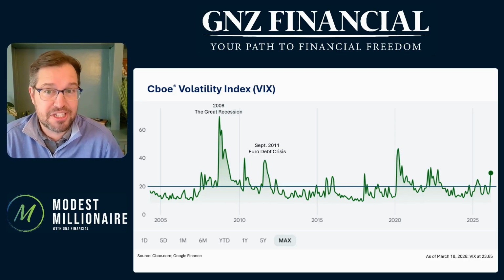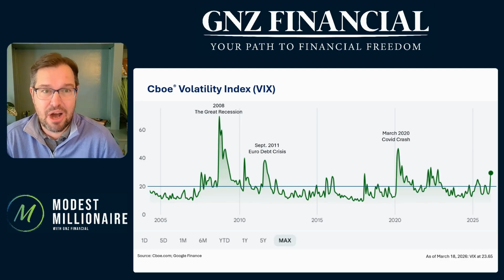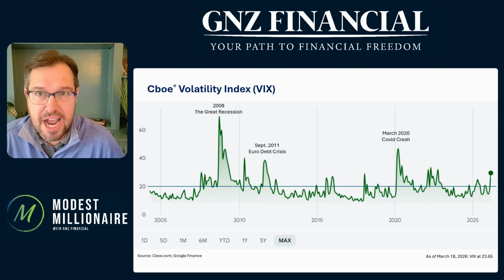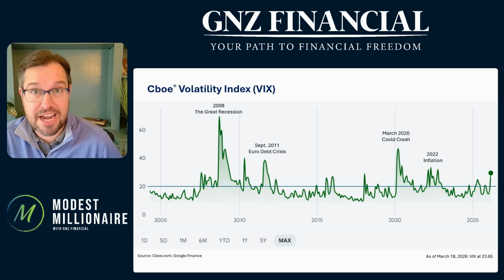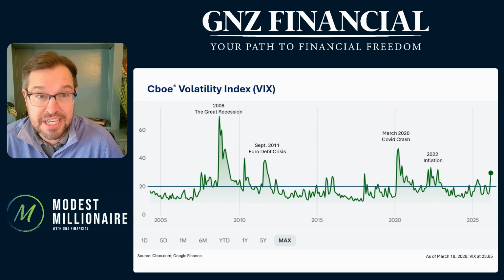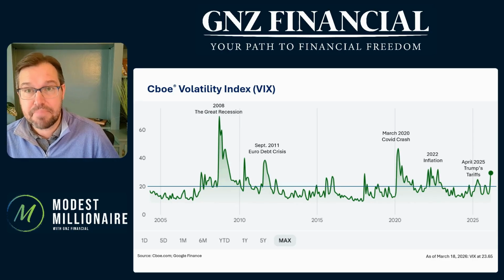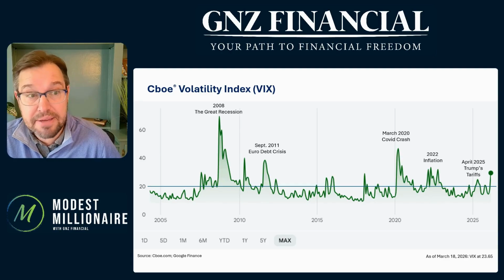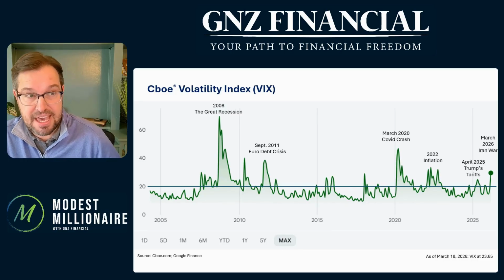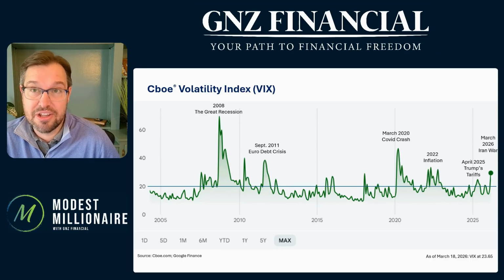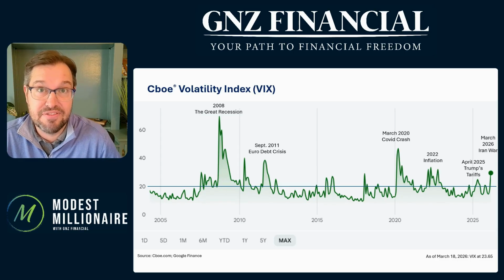And we know that the stock market definitely decreased during that time. Then September 2011, we see another big increase, the European debt crisis. Then March 2020, the VIX Index skyrockets again with the COVID crash, and we saw the impacts to the stock market there as well. In 2022, another spike, driven by inflation and how it impacted the economy, the stock market, and the bond market. Then April 2025, we see another spike with Trump's tariffs and Liberation Day and the uncertainty it caused. And most recently, March 2026, we saw the Iran war and definitely a significant increase in the VIX index.